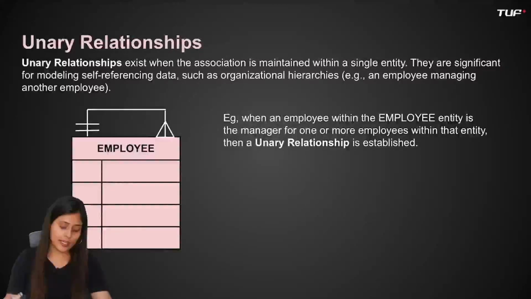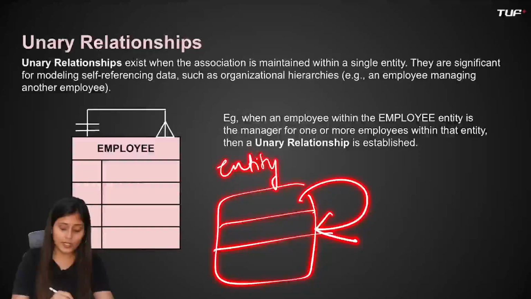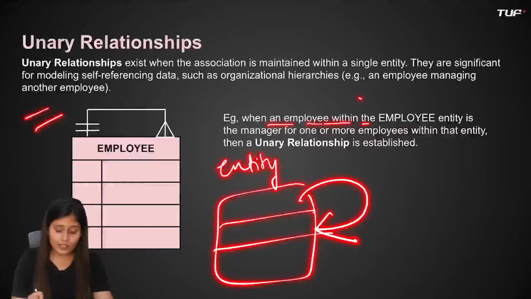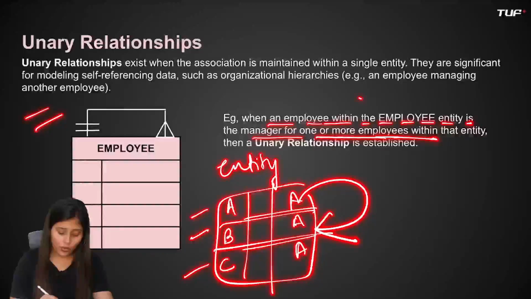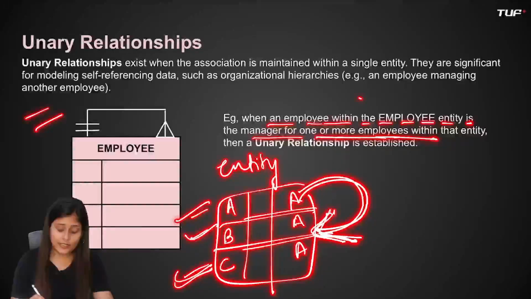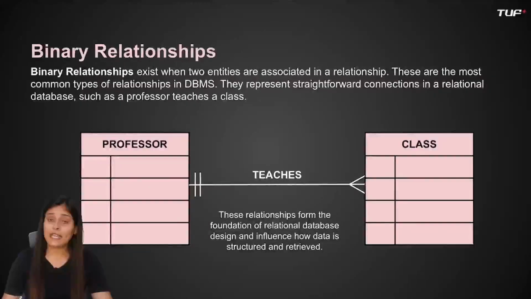So first is unary relationship. This exists when the association is maintained within a single entity. When the instances are related to each other in the same entity, it is called a unary relationship. Example, when an employee within the employee entity is the manager for one or more employees, like A, B, C are the employees and A is the manager for all the employees in the employee table. So basically A is the attribute related to others inside the same entity, and that is the example of unary relationship.